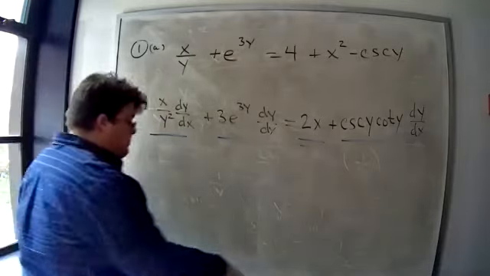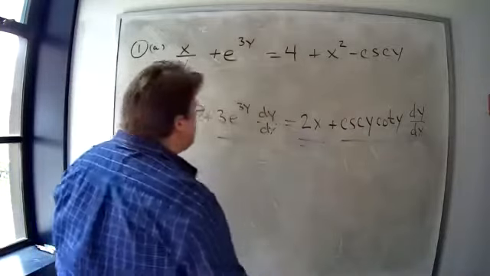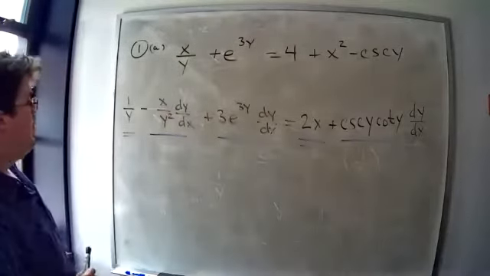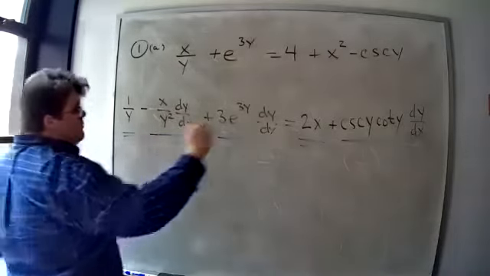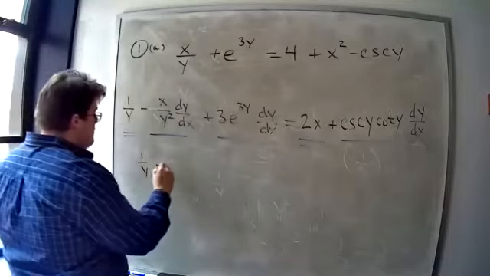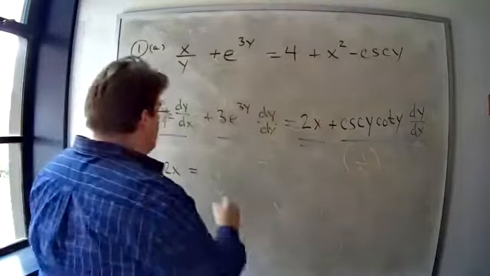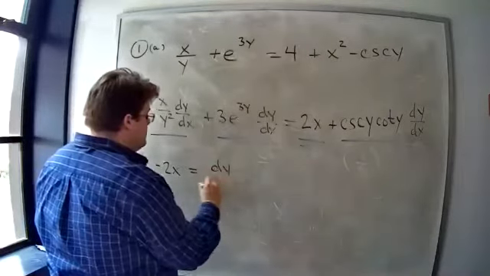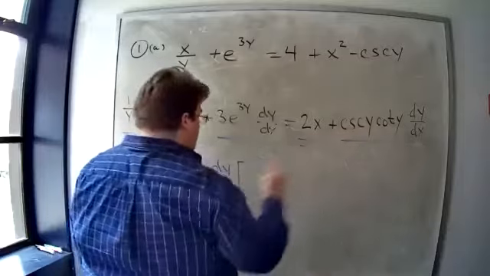So I'm going to move the things with dy/dx to that side, and I'm going to move the things without dy/dx to this side. So bring 2x over here, 1 over y stays here, minus 2x. On the other side, we're going to have a few terms with a dy/dx. So I'm just going to factor that out now.